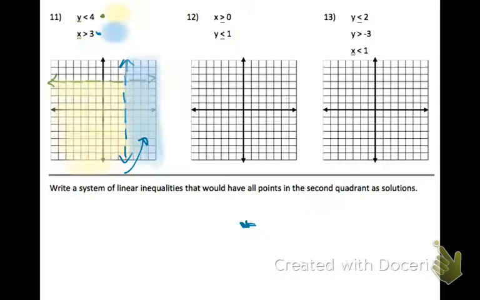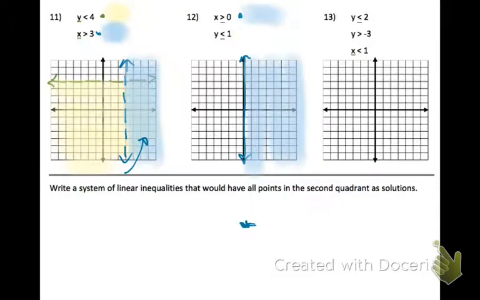Okay. Number 12, we want to go to where x is greater than or equal to 0. So that is going to be a vertical line right on the y-axis. Since it has an equal to mark, we'll make it solid. And then we want to shade everything that's greater than. So that's to the right. All the values to the right of where x is 0 are greater than 0.